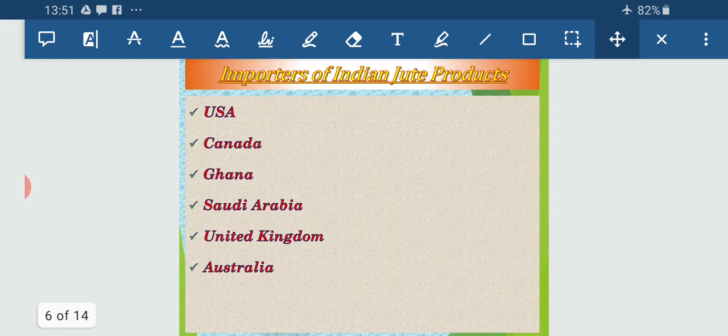Now, the next is the countries which are considered importers of our jute products. Number 1 is USA, followed by Canada, Ghana, Saudi Arabia, United Kingdom and Australia. These are the important importers of Indian jute products. So, here we have completed the second agro-based industry, that is the jute industry.